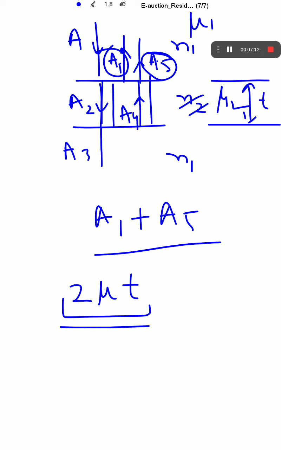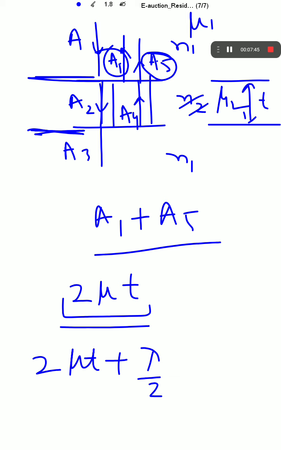So the first reflection is from a rarer medium to a denser medium, this surface. The second reflection is from a denser medium to a rarer medium. So the first reflection will result in an additional path difference, which is equal to lambda by 2, and the second reflection will not result in an additional path difference. So this 2 mu t plus lambda by 2 is the total path difference.